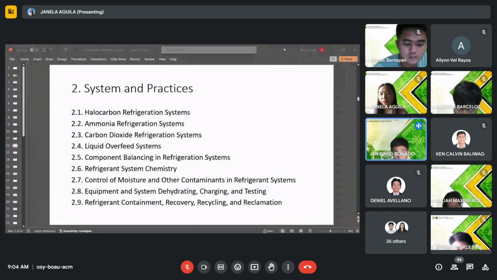2. System and practices. So 2.1 hollow carbon refrigeration systems. It refers to cooling systems that utilize hollow carbon compounds such as chlorofluorocarbons, hydro.